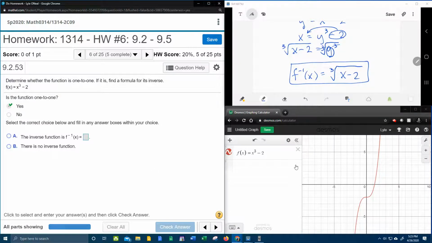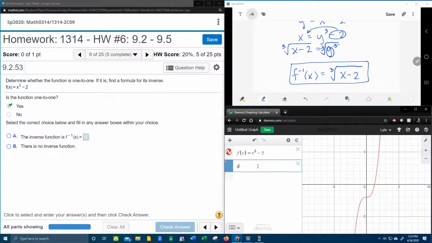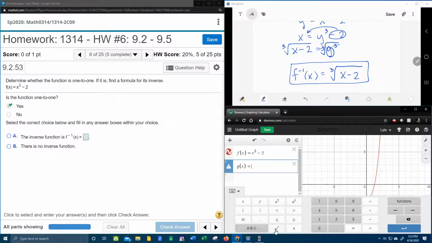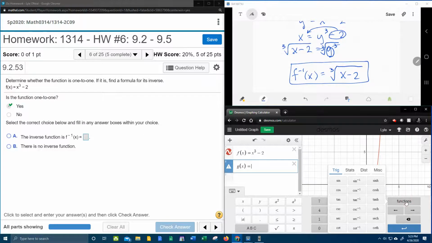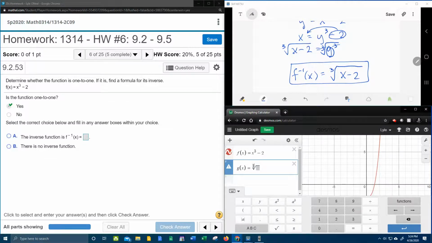And then what I'm going to do is I'm going to use Desmos to prove it. All right, so we're going to put for g of x, we're going to say that's the inverse function. And then I've got to know, how do I do a cube root in Desmos, okay? Well, I've got a square root, but in order to do a cube root, I'm actually going to have to come over here to the functions, and I think miscellaneous, and you see here is a button for n root, any root. And then I can fill in third root of x minus 2.